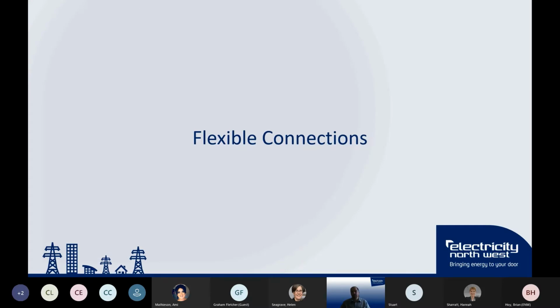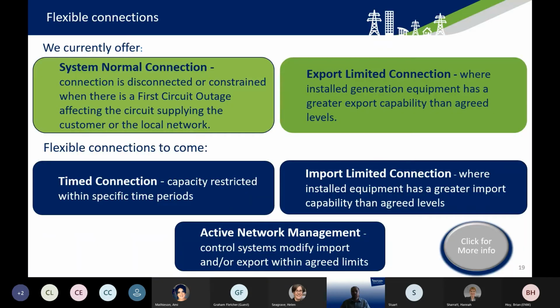So I'm now going to talk to you about flexible connections. Flexible connections are a way of having a little bit more flexibility within the options that we offer you. At the moment, many people connecting to the network will already be aware of our system normal connections. So this says that during a first circuit outage, we will install equipment on site, which means that we can disconnect the site or constrain it down to a specific level to allow us to keep the network running securely. The other type of connection that we currently offer is export limited devices.